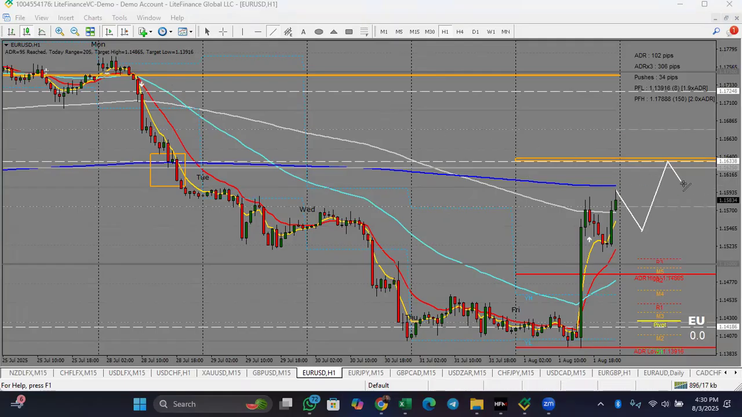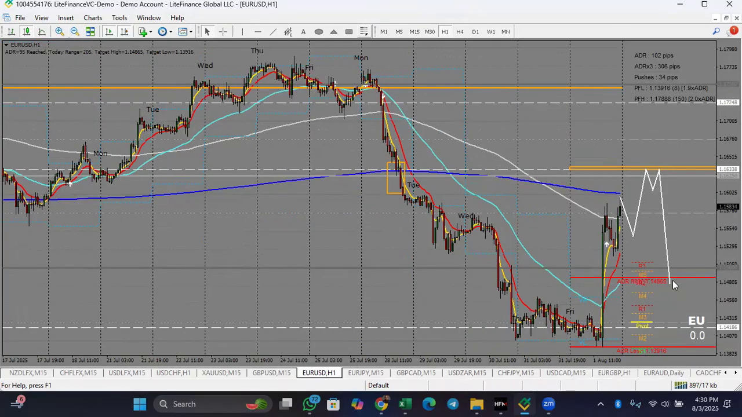Okay, so we can anticipate for a peak reset to be formed and the market to continue going down on Euro USD. So you can anticipate for that.